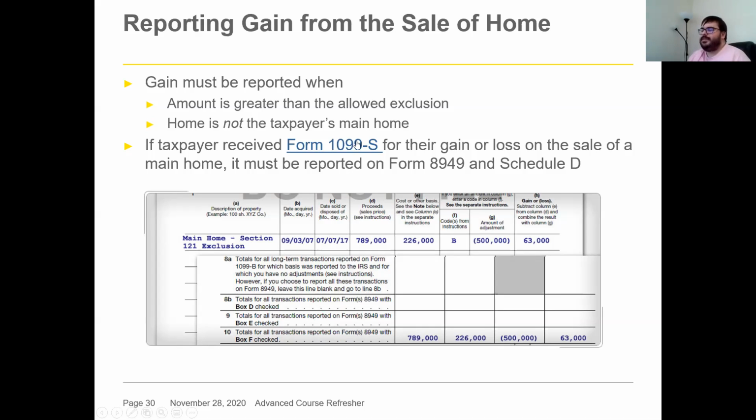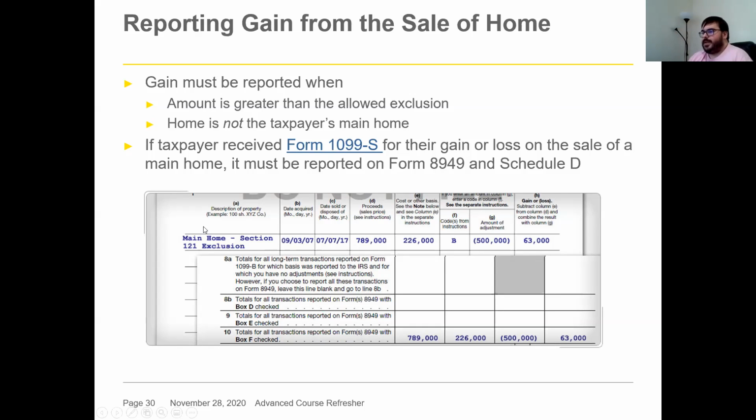Sometimes people receive this 1099-S, which basically reports the home sale. Sometimes people get it. Most times they do not. But if they do get this form, then they have to report it on the 8949 and Schedule D, exactly like if it was a sale of stock or anything else.